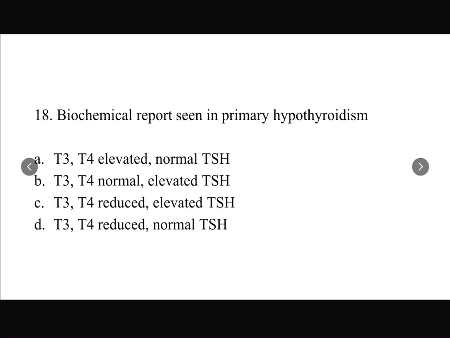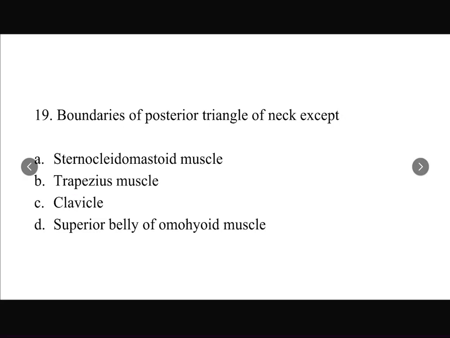The biochemical report seen in primary hypothyroidism. The defect is in the thyroid gland itself. So T3 and T4 are reduced, with compensatory elevation in the level of TSH by the pituitary. So option C is the correct one.